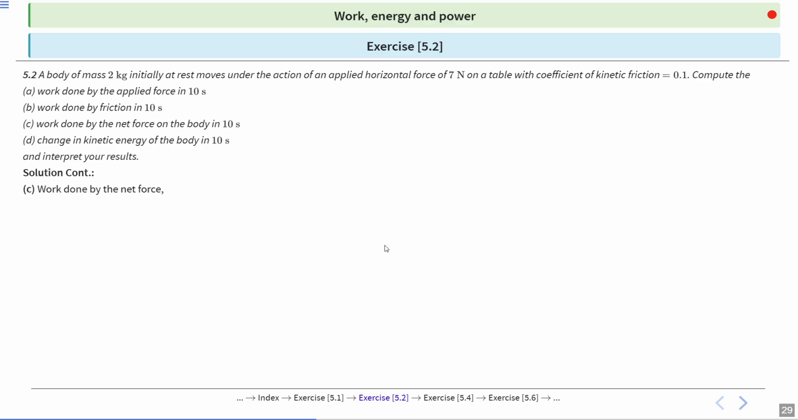Work done by the net force. Let's see. Net force into displacement. So 5.04 into 126. It will be 635.04 joule, which is approximately equal to 635 joule.